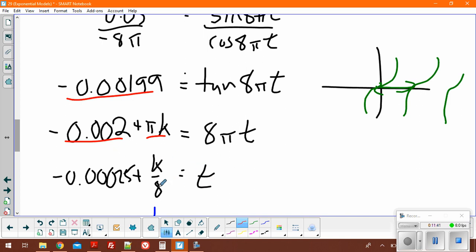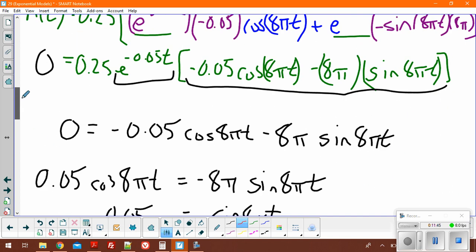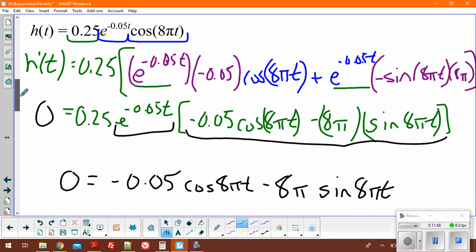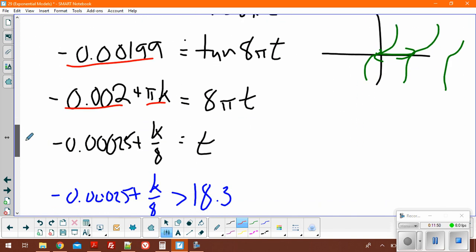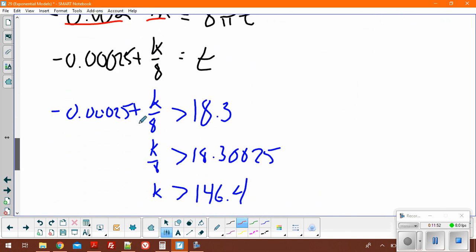I want to know the first time after 18.3 where this occurs. So now I would like this to be greater than 18.3. I use that to solve for k. So I brought this piece over, divided it out, or sorry, multiplied by 8. So k has to be bigger than 146.4. k has to be a whole number, it's whole number multiples. So it could be that k is 147.